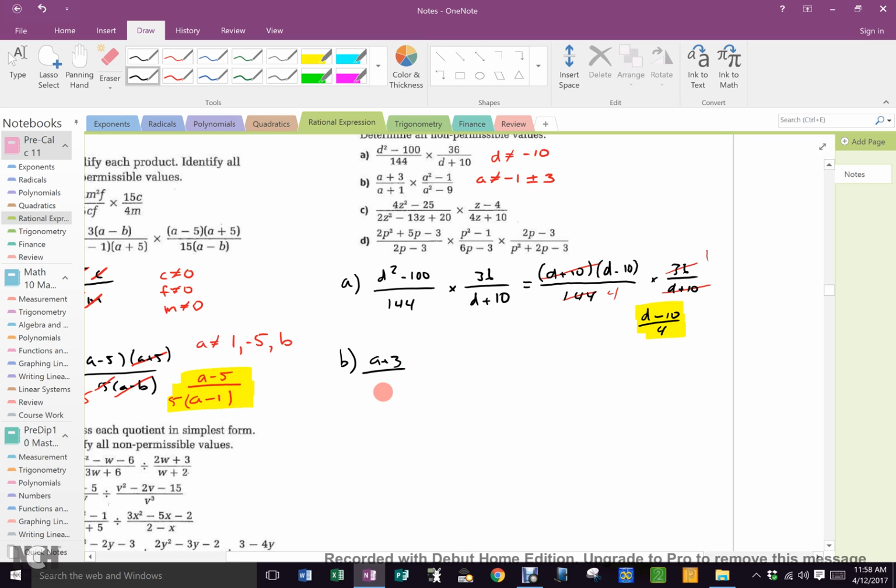A plus 3 has no factoring. A plus 1 has no factoring. Times a plus 1, a minus 1. And I'll highlight where I did that there. And then there is over a plus 3, a minus 3. Cancel, cancel, cancel, cancel. A minus 1 over a minus 3.